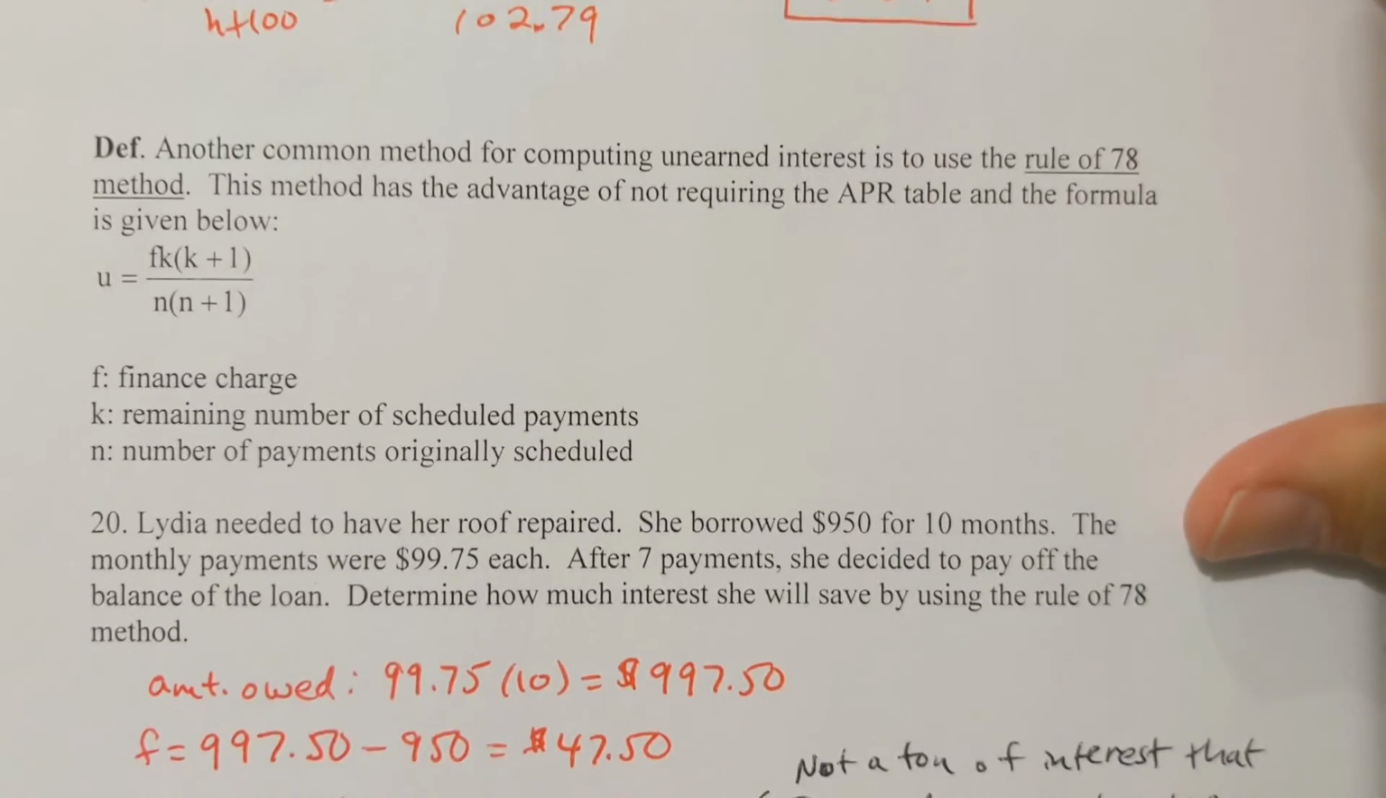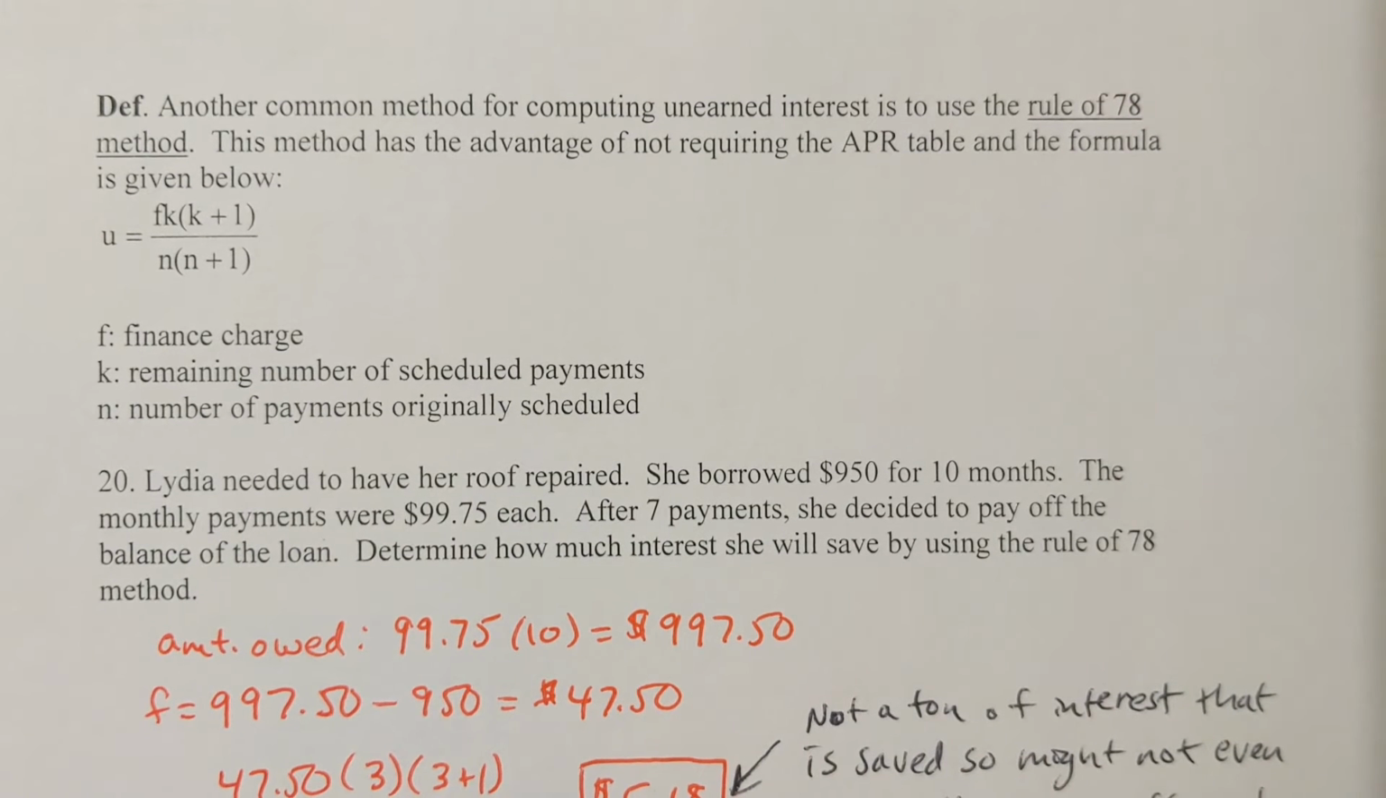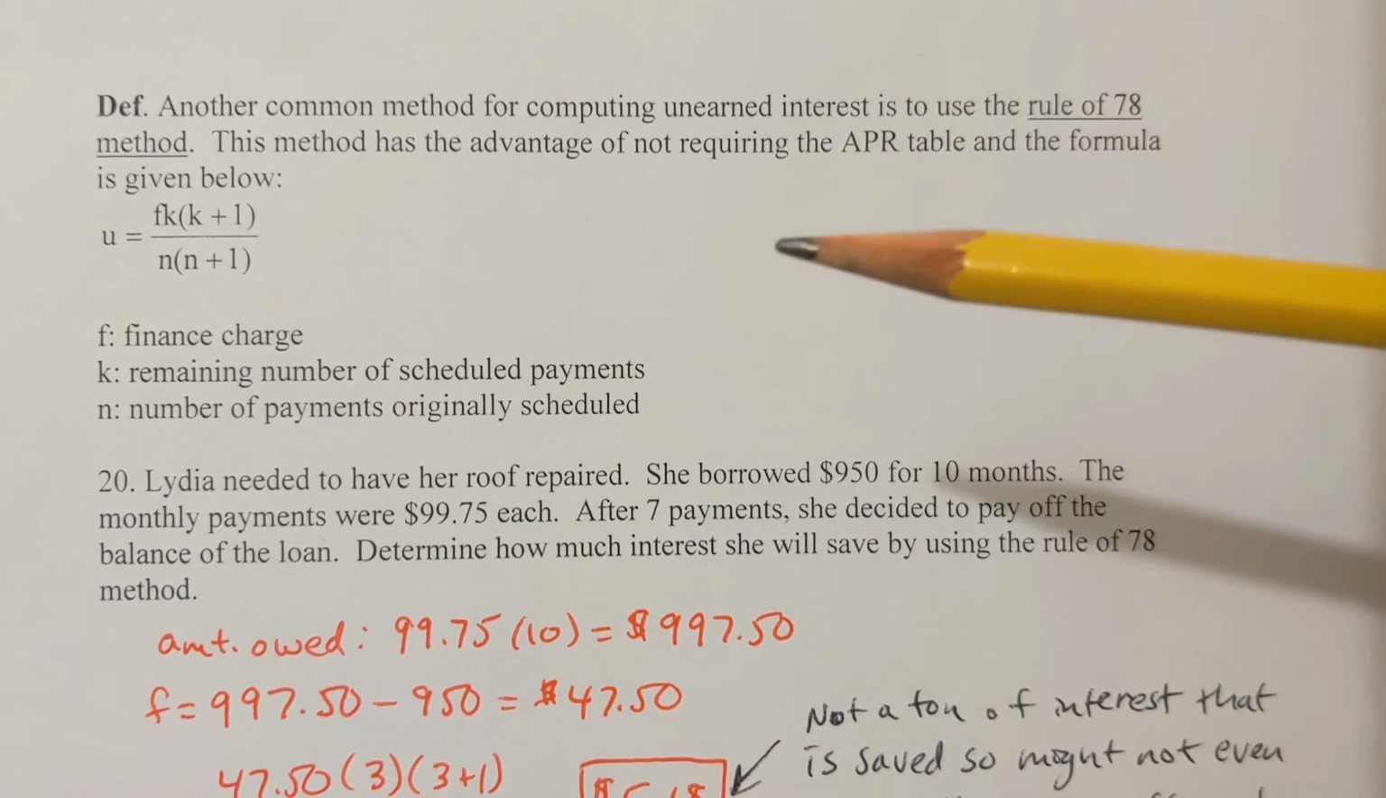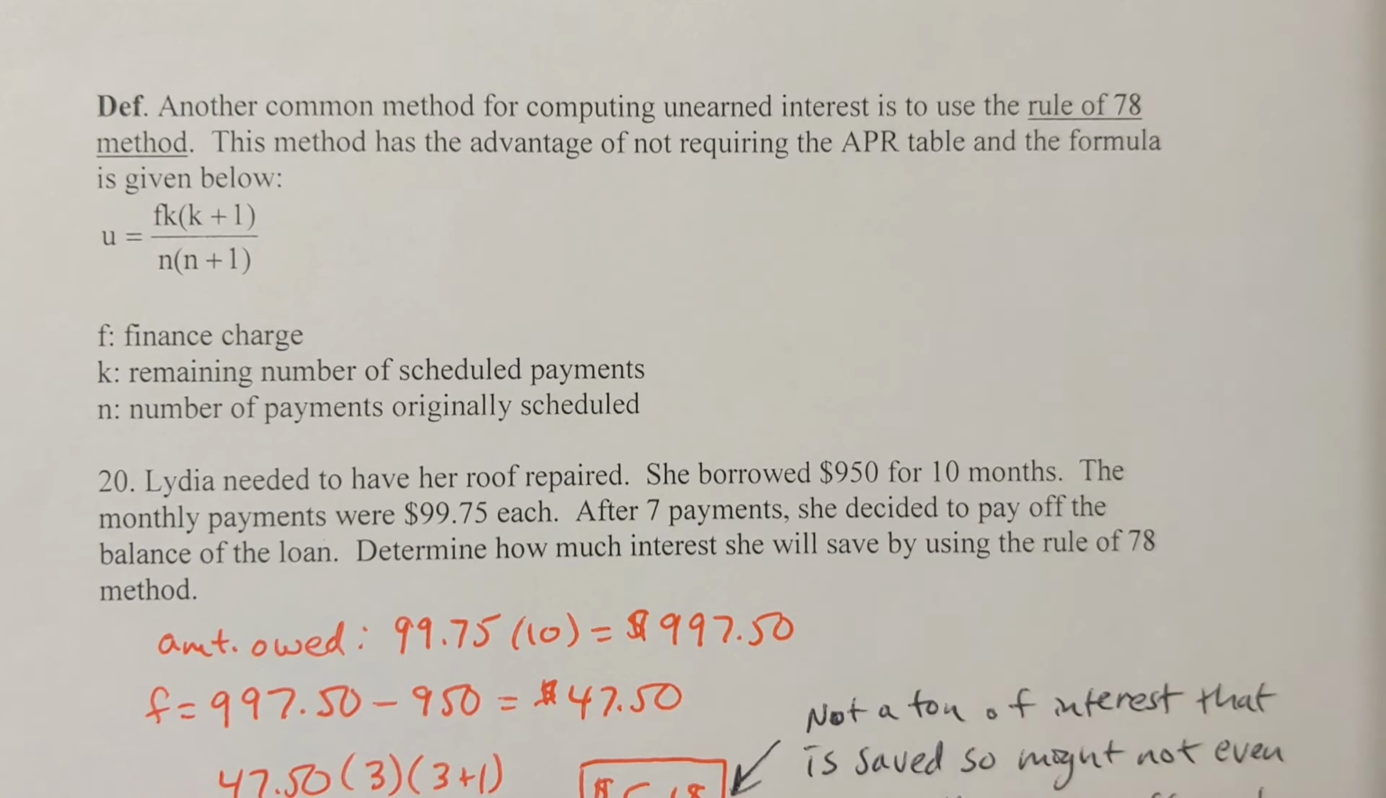Now, another common method for computing unearned interest is called the Rule of 78 method. The Rule of 78 method is not as common as the actuarial method, but it's still a method that some companies use. This method has the advantage of not requiring the APR table, and the formula is given by U equals F times K plus 1 divided by N times N plus 1. F is the finance charge, K is the remaining number of scheduled payments, and N is the number of payments that were originally scheduled.